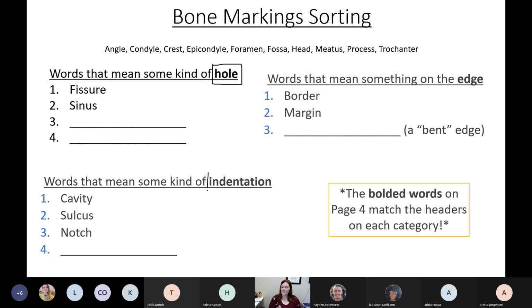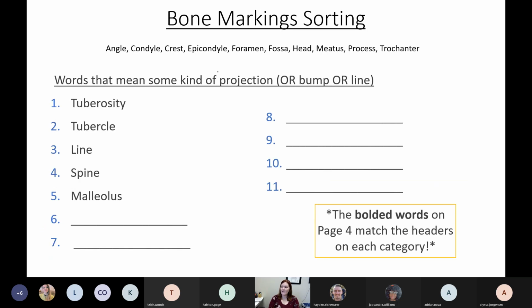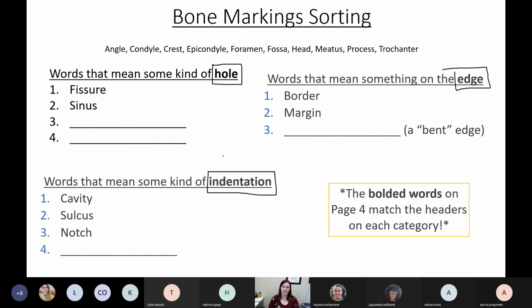Some of them mean some kind of indentation. Some of them mean something that I find on the edge of my bone. And some of them mean some kind of projection, something that sticks up. What you need to know for the midterm exam is when I use one of these words, like tuberosity, that means something that sticks up. Because anytime I use the word tuberosity, it always means something that sticks up.